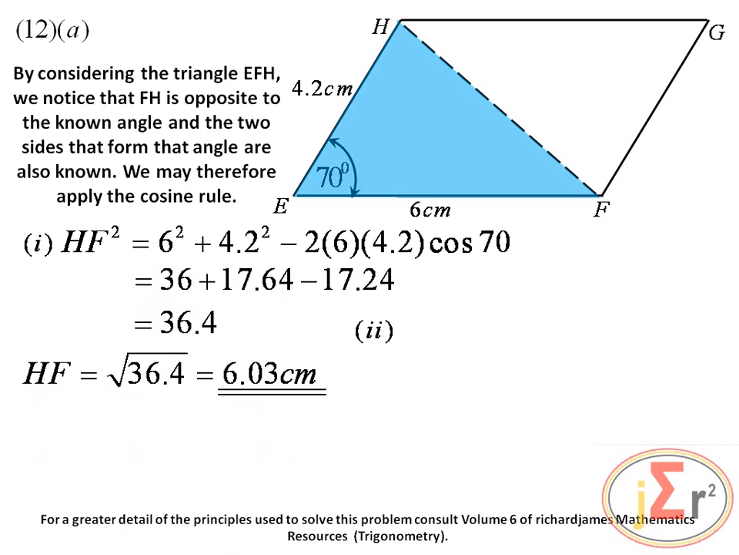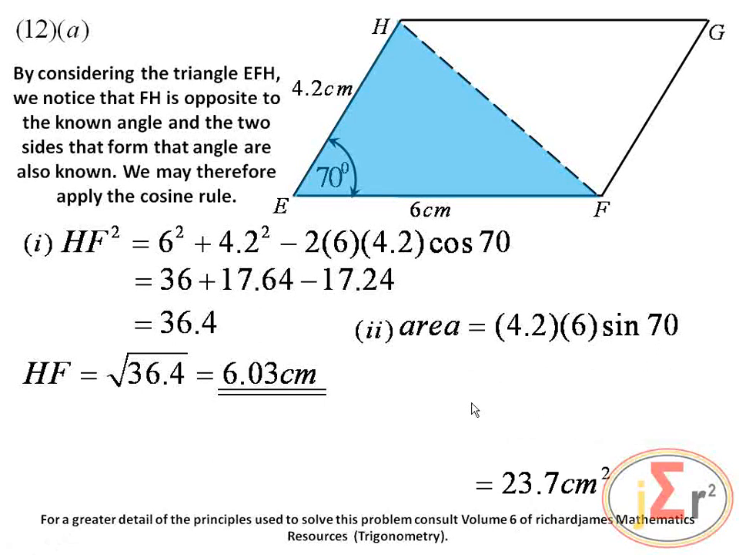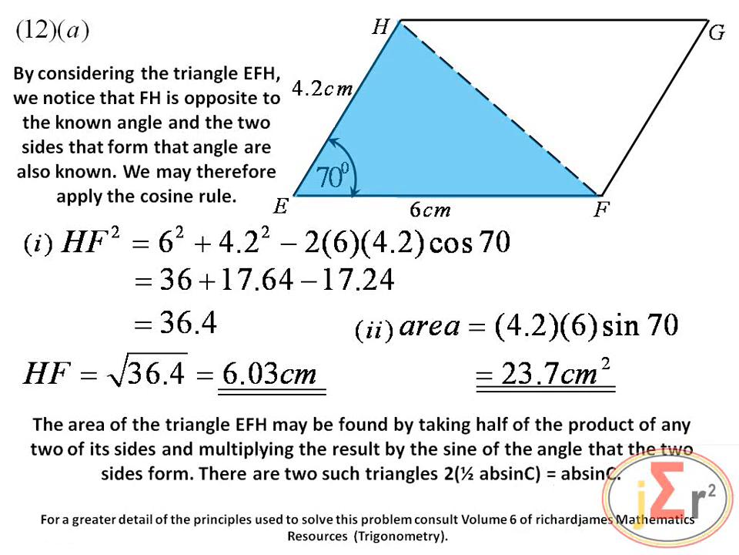And let's see if there's anything else we need to find. Of course, we need to find the area of the parallelogram EFGH. The area is equal to 4.2 times 6 times sine of 70. The area of the triangle EFH may be found by taking half of the product of any two of its sides and multiplying the result by the sine of the angle that the two sides form.